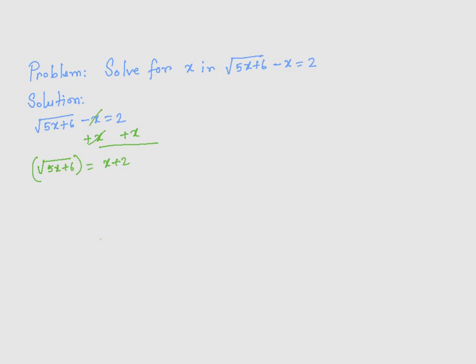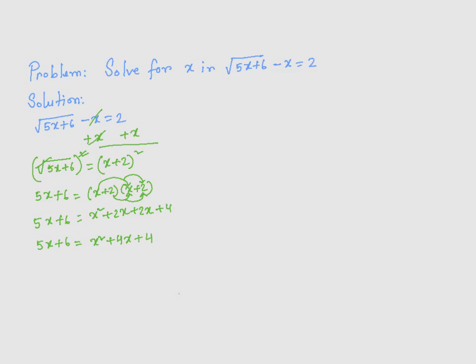Now I am going to square both sides of this equation to get rid of the square root on the left. So the square root is going to cancel. That's going to give me 5x plus 6 is equal to x plus 2 whole squared, which is x plus 2 times x plus 2. If I FOIL it, it's going to give me x squared plus 2x, 2 times x is 2x, then 2 times 2 is 4, and on the left-hand side is 5x plus 6. Now I'm going to have 5x plus 6 is equal to x squared plus 4x plus 4.